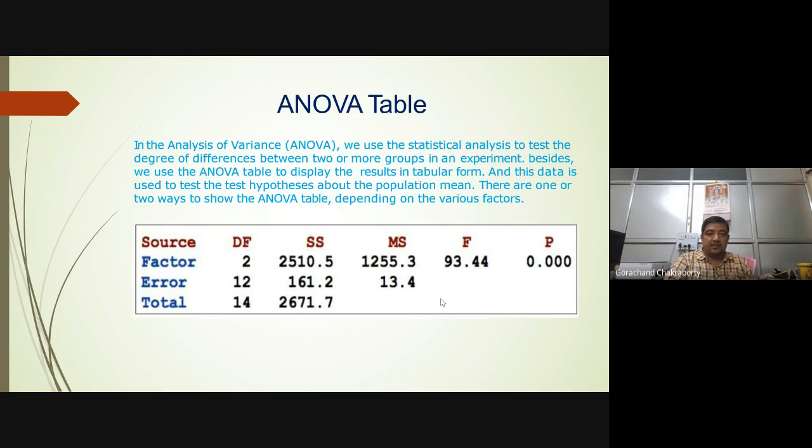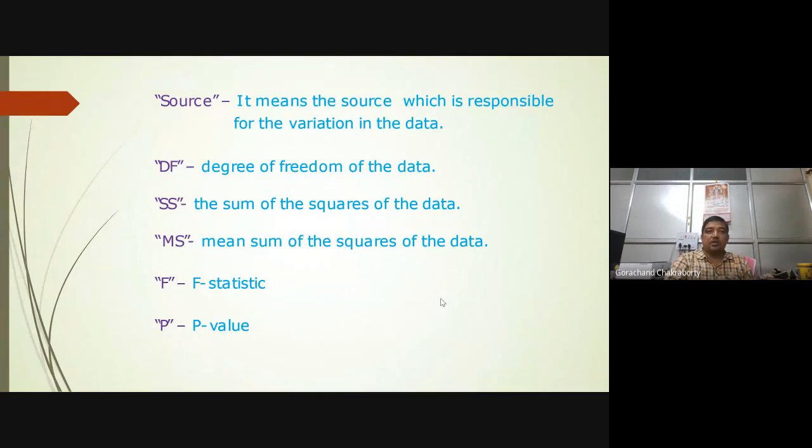The factors, error, and total are given. So what is source? It means the source which is responsible for the variation of the data. And what is DF? DF means degree of freedom of the data. SS means the sum of the squares of the data. MS means mean sum of the squares of the data. F means F statistic. P means P value.